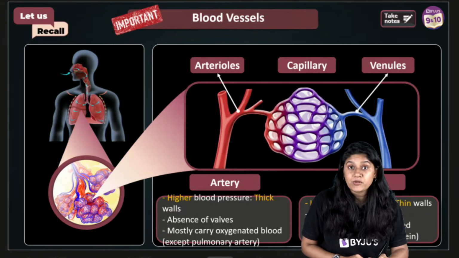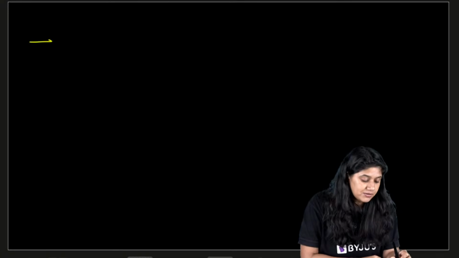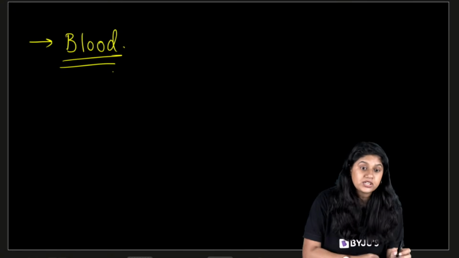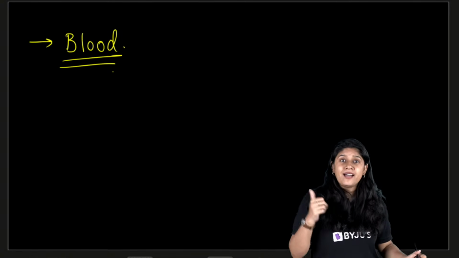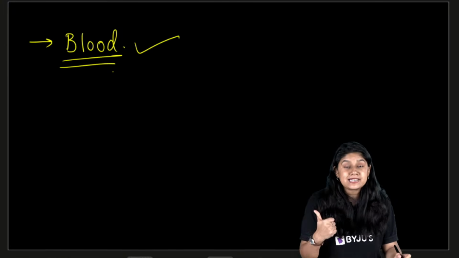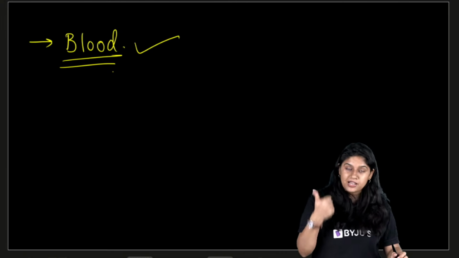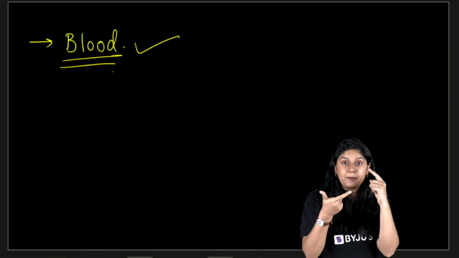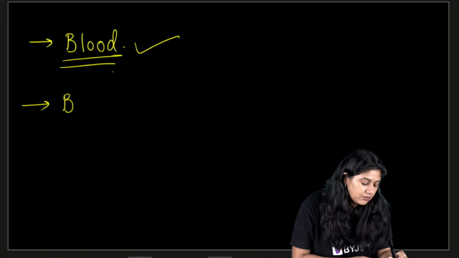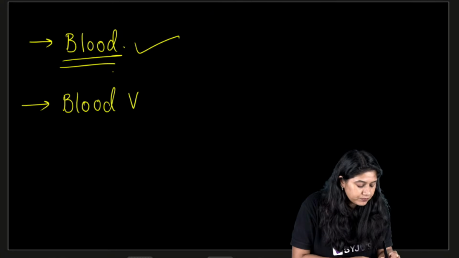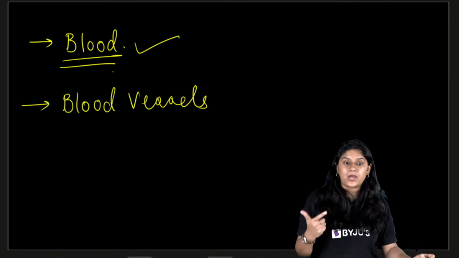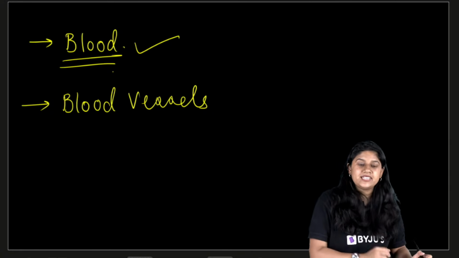Right? So till now, everyone, what we have discussed? We have discussed the blood. All of you, are we clear with the blood? The different components, right? What are the different components of blood? We talked about the plasma, platelets, WBCs and RBCs. And then, of course, we talked about the blood vessels. Right, we have arteries, veins and capillaries. Yes?